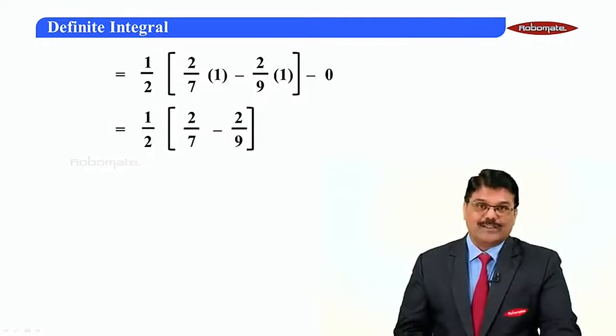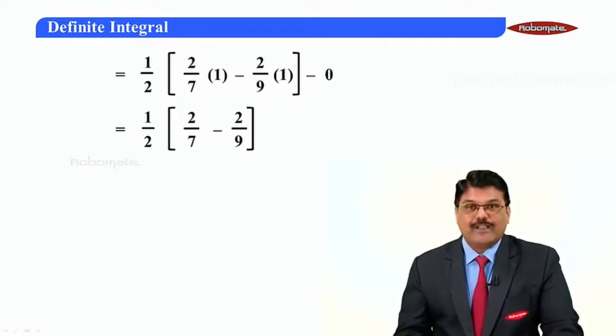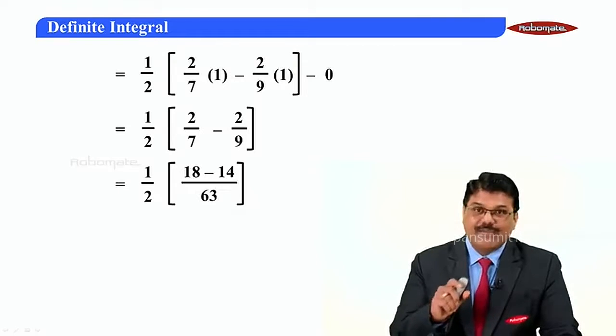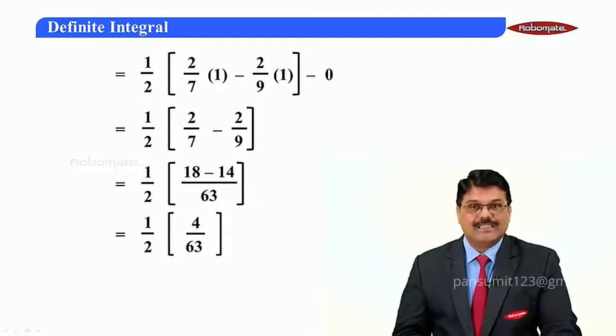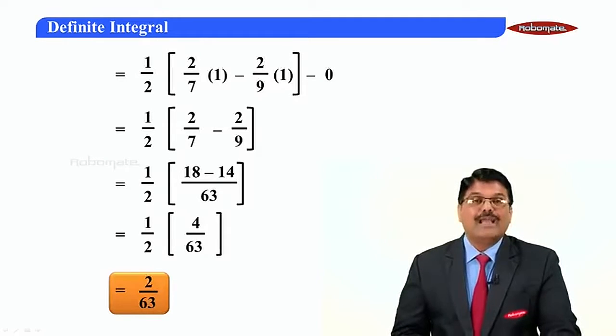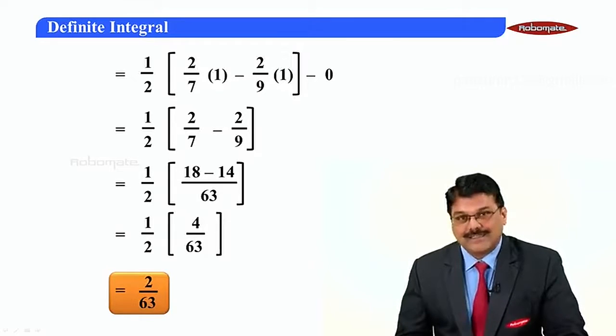Now let us solve it further. 1 by 2, inside the bracket 2 by 7 minus 2 by 9. By cross multiplication we will get (18 minus 14) upon 63. So it becomes 4 upon 63 and half outside. So let us cancel that 2. It will become 2 by 63. This is the answer, right?